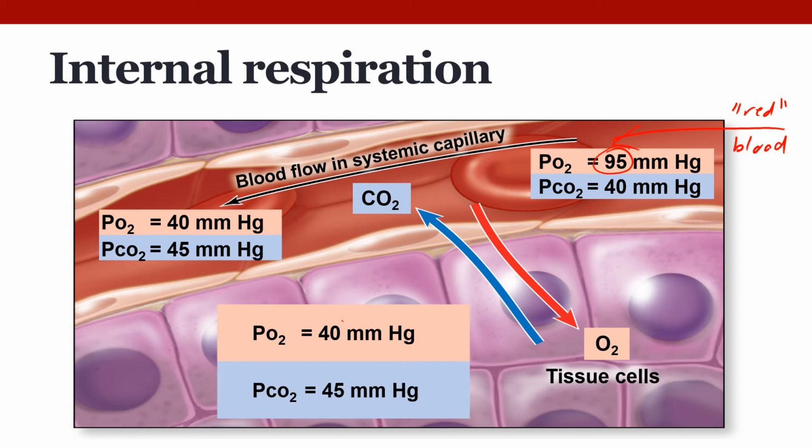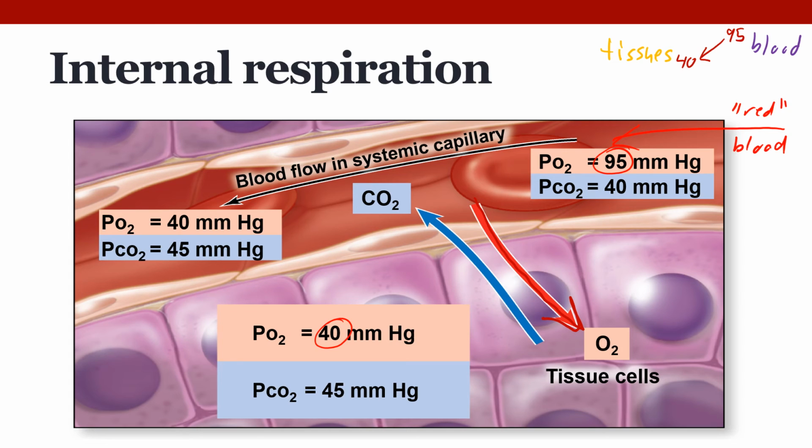But compare that 95 to a level of 40 in the tissues, and once again we have this idea of blood and tissues setting up a concentration gradient. 95 oxygen in the blood, 40 oxygen in the tissues. The direction down the concentration gradient is from blood to tissues, so naturally that's the direction this big red arrow is going to take.